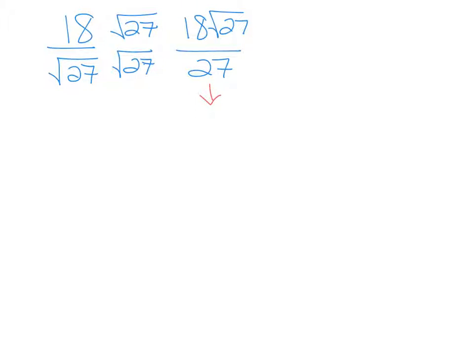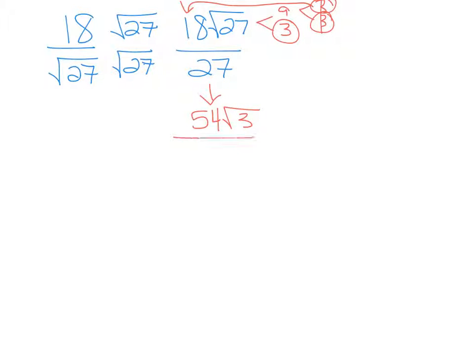So this becomes, from the 27, 9 and 3, 9 is 3 and 3. That means I could take out a pair of 3s, which will be multiplied to the 18. 18 times 3 is 54. And our leftover was 3, all over 27.